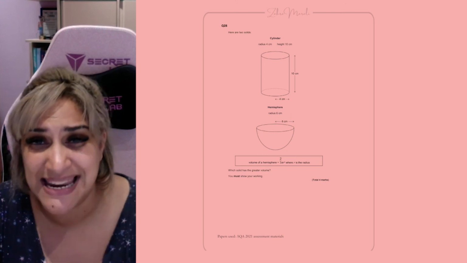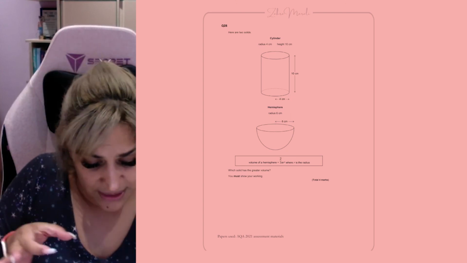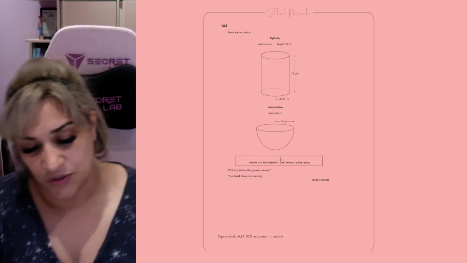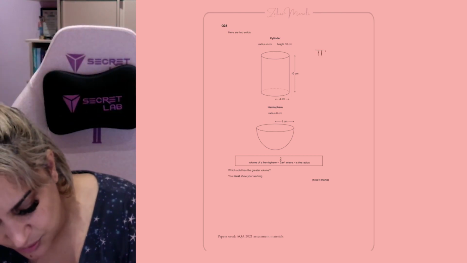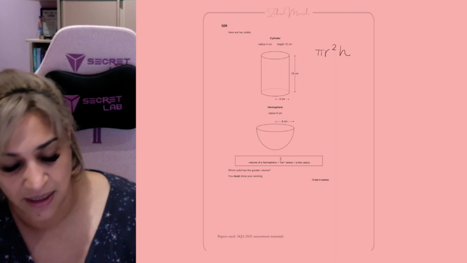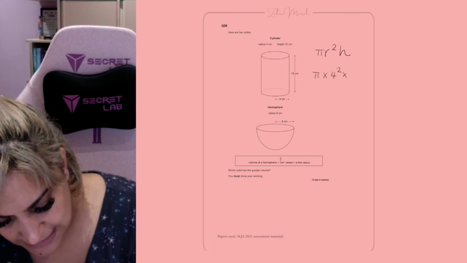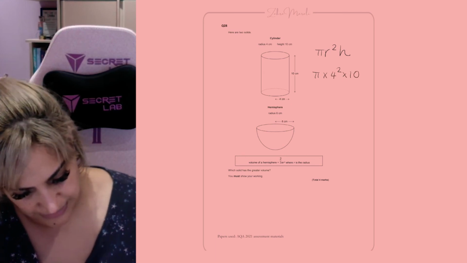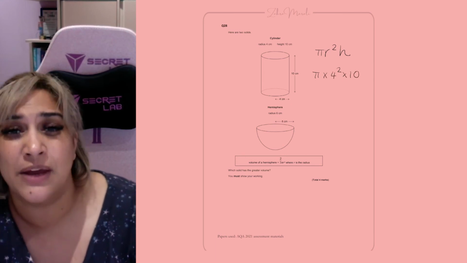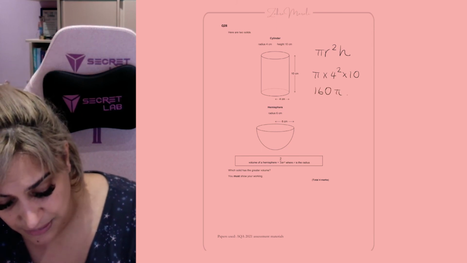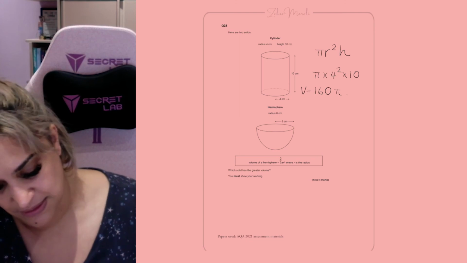For a cylinder, essentially a cylinder is a circle copied all the way down. So we work out the area of the circle, which is pi r squared, and then times it by h. So we're going to do pi times 4 squared times 10. When we do 4 squared, we get 16 times 10, so 160 pi. So that's the volume of the cylinder.